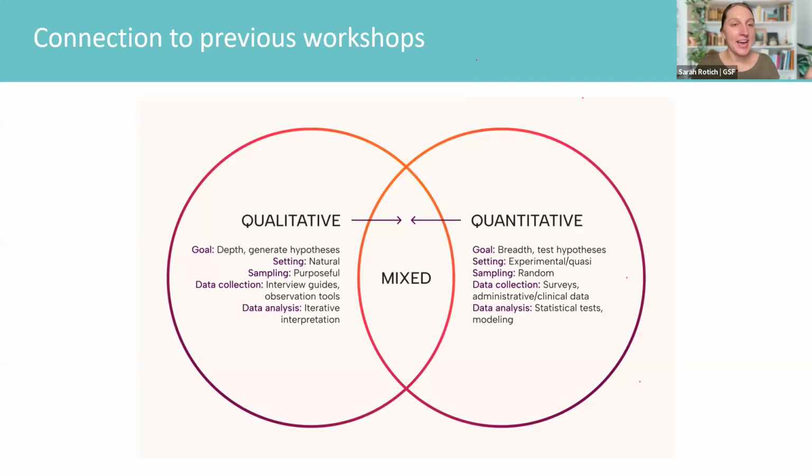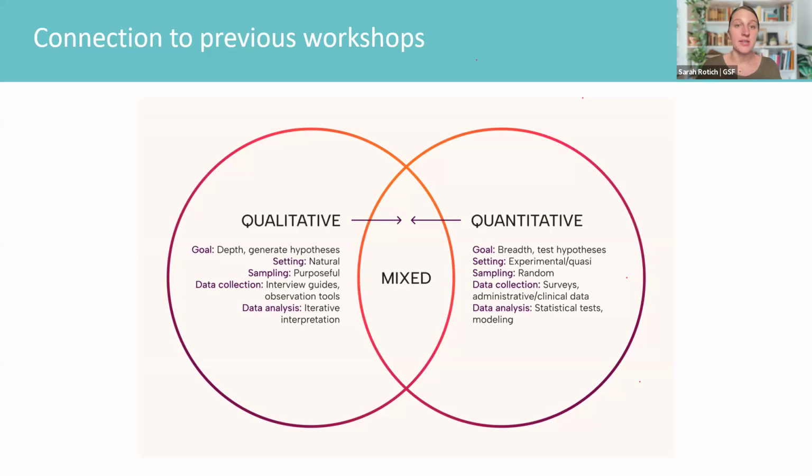In the last session that we had in this series, we talked generally about quantitative and qualitative research and mixed methods, ways to combine both of those approaches. We talked about how the goal of qualitative research is depth. It usually occurs in natural settings. You'll usually find your participants with purposeful sampling, choosing the people who are most likely to have the information you're looking for. This often looks like interviews and focus group discussions, and data analysis is usually done with iterative interpretation.